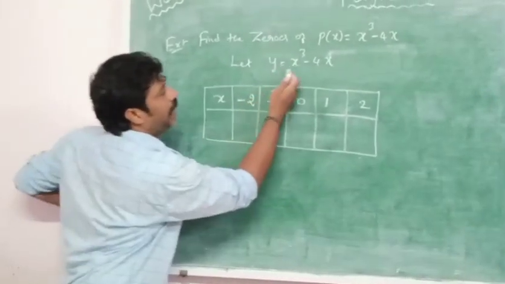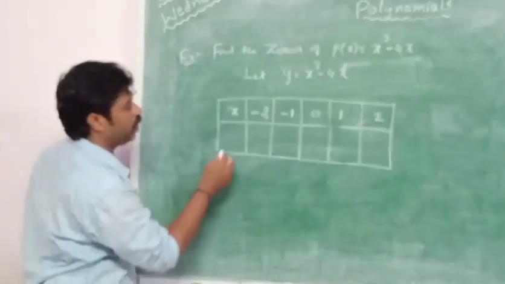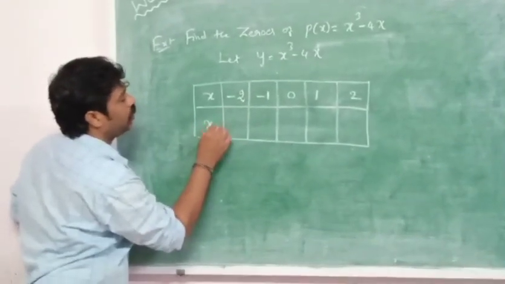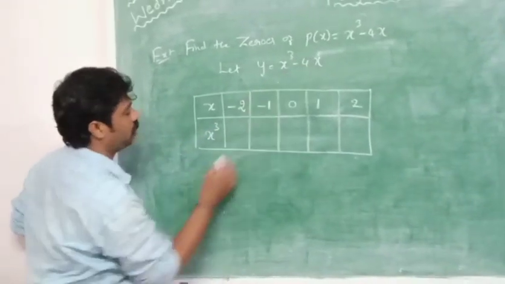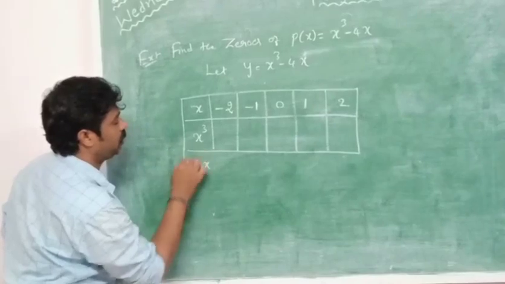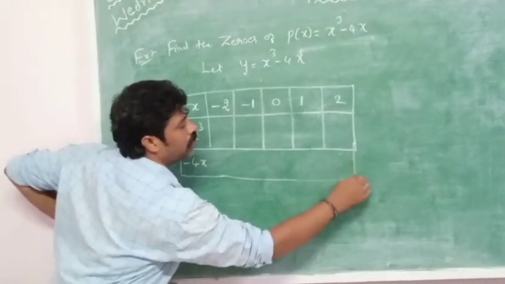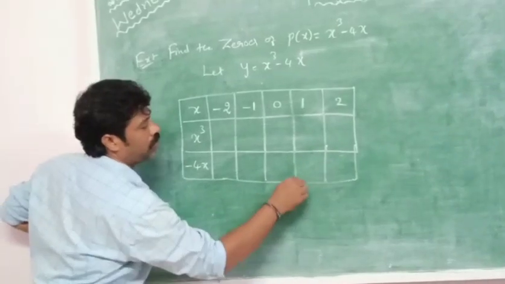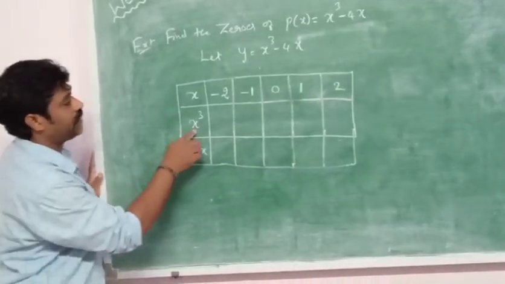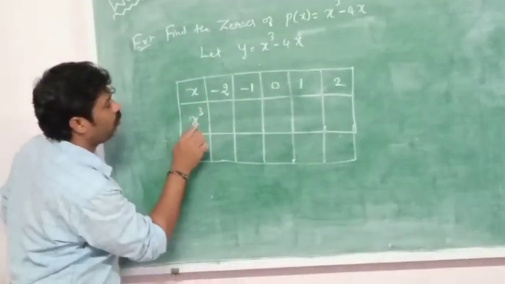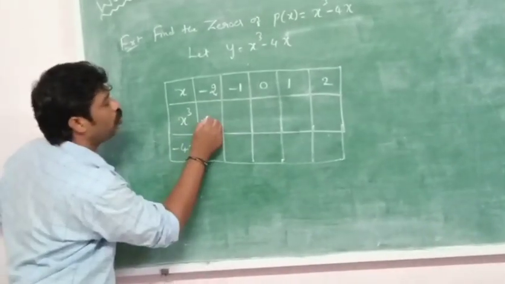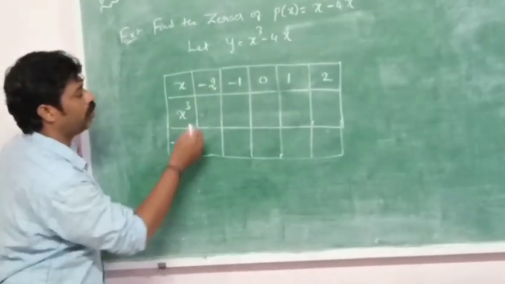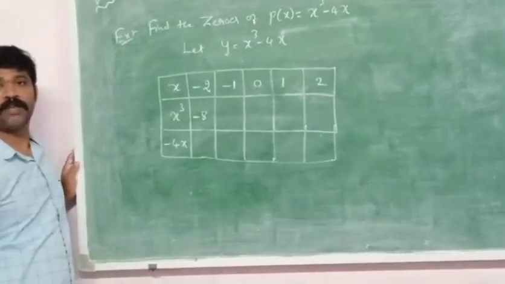Before that, x cube minus 4x. How many terms are there? Two terms are there, so take the two terms like this: x cube, and the next term is minus 4x. Now x cube is nothing but, in place of x I will take minus 2. So minus 2 whole cube will get minus 8.